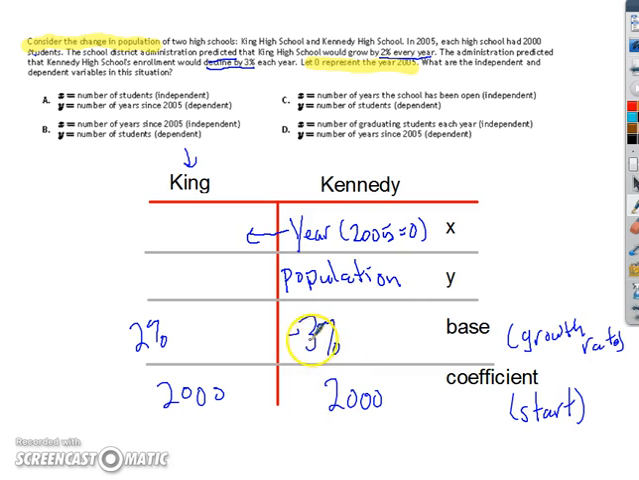Kennedy goes down by 3%. King goes up by 2%. So King is growing. If this was Sunnyside and DV, which one would be King, the one that's growing? Yeah, we're growing and they're shrinking maybe.